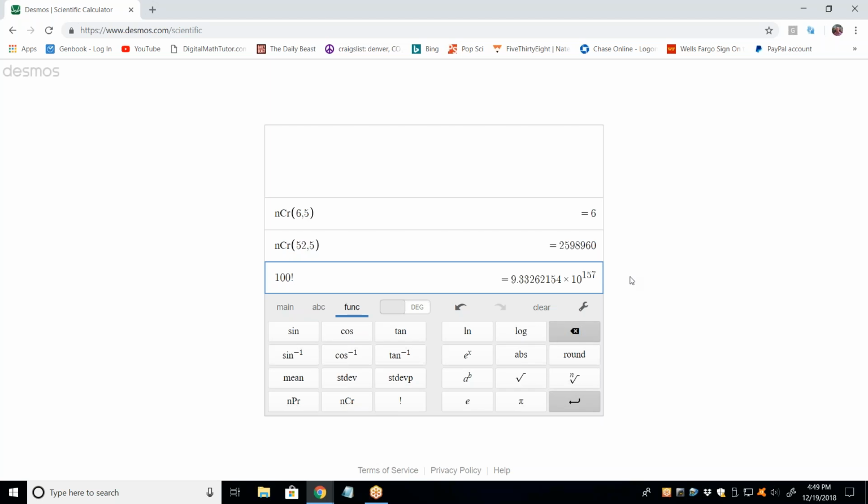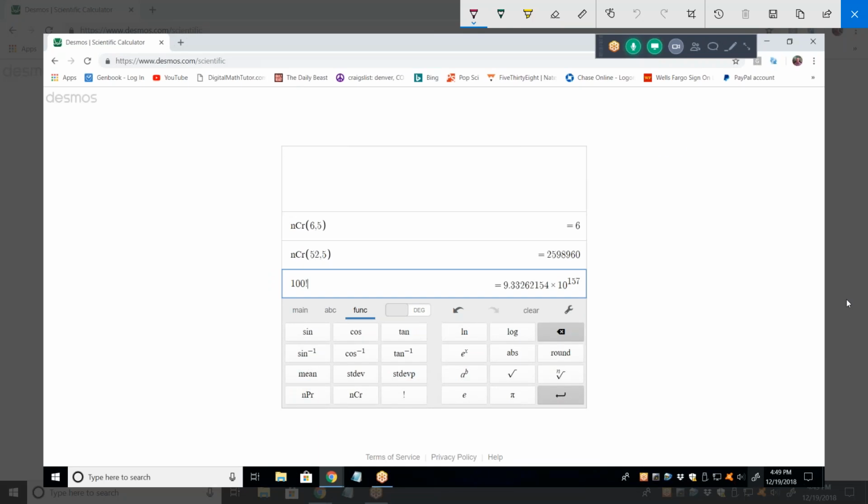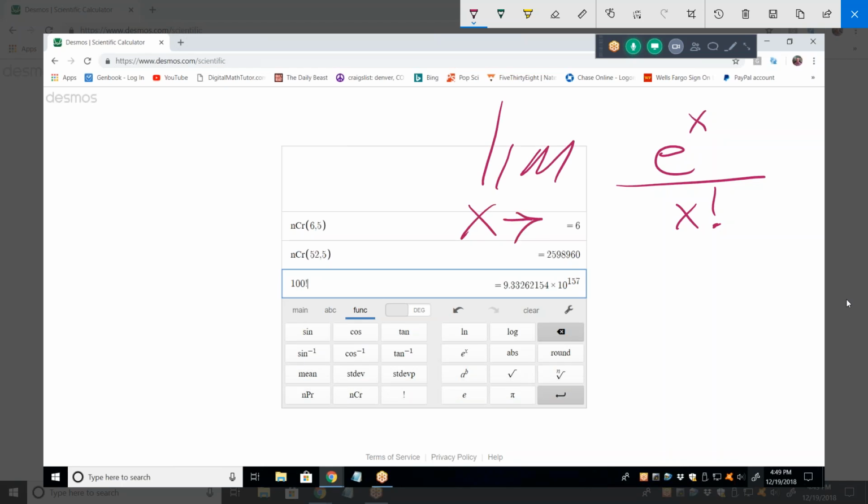Factorial growth is actually bigger than exponential growth. By that, I mean if you have e to the x, which is exponential growth, divided by x factorial, what is the limit of that as x goes to infinity? What do you think it is? It all depends on which one grows faster.